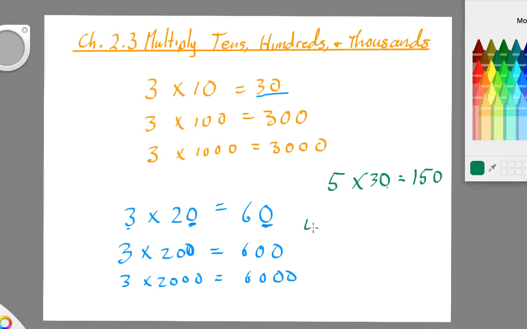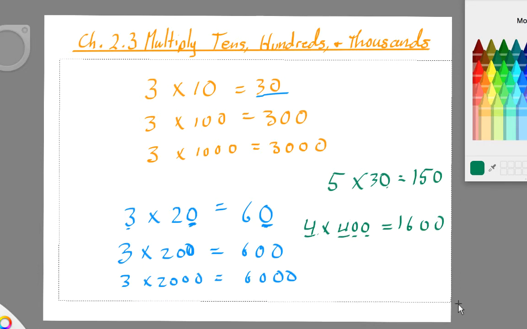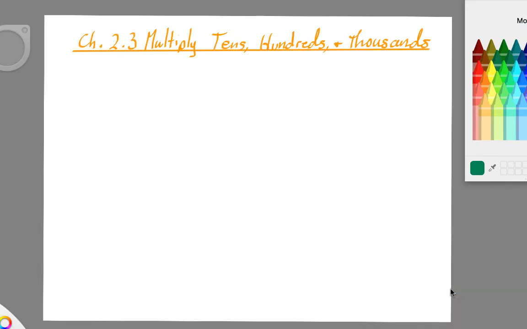Or maybe 4 times 400. Then we'd have to remember that 4 times 4 is 16, and we add our 2 zeros on, and that works pretty good. So this is just kind of one way to do it without a whole lot of thinking, and it works pretty great. And I'm going to try to spend a little time right now to help you understand a couple other ways to do the same thing. This is how the book wants you to do it.